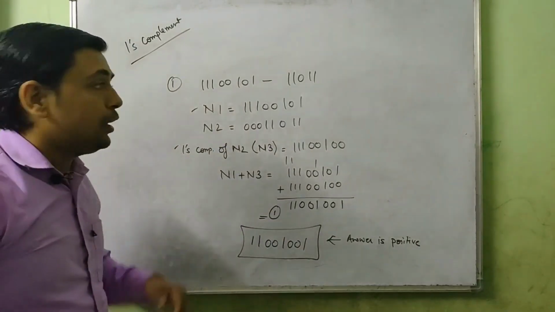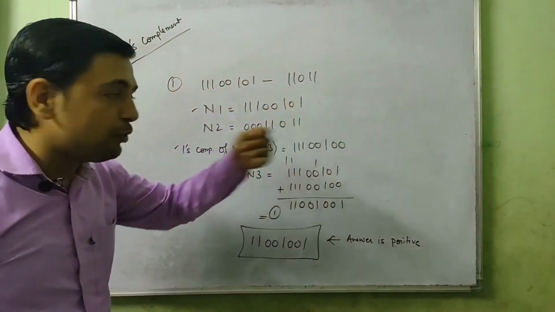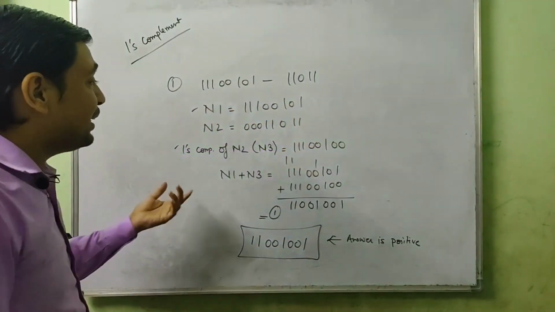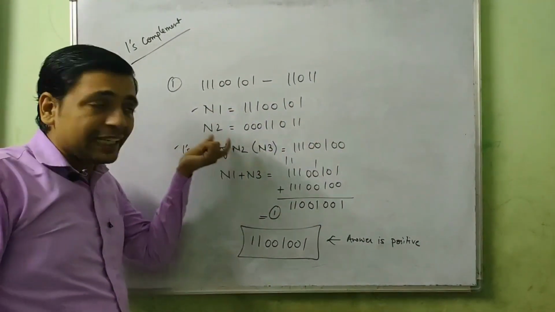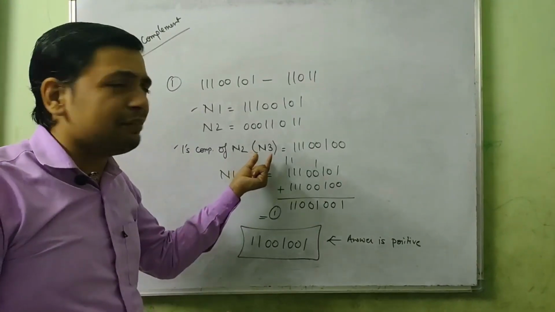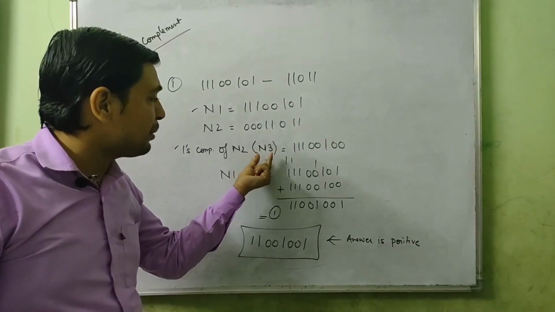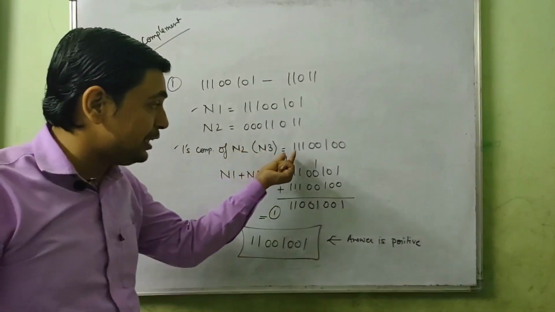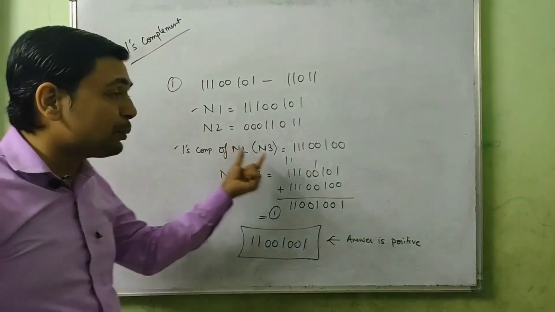So I am telling you the steps one more time. If you have two numbers, you will first make the number of digits of both numbers the same. Then you will calculate the 1's complement of the second number. You can give it any variable name, so I am giving n3. So the 1's complement of n2 is n3. So this is the number. And how do we calculate 1's complement?